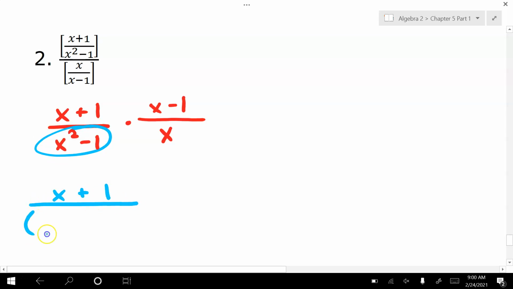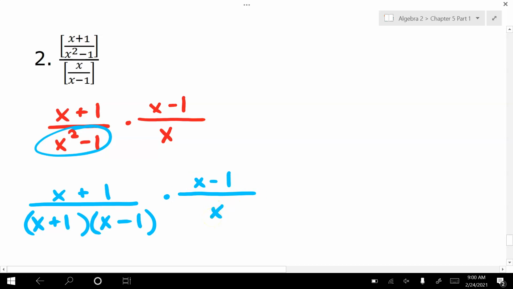Square root them. Okay, so this is like the difference of squares problem again. What's the square root of 1? Good, so you're going to have positive 1, negative 1. And this is times an x minus 1 over x. Can we cross off anything? So the x plus 1s are gone. Anything else? The x minus 1s are gone as well.